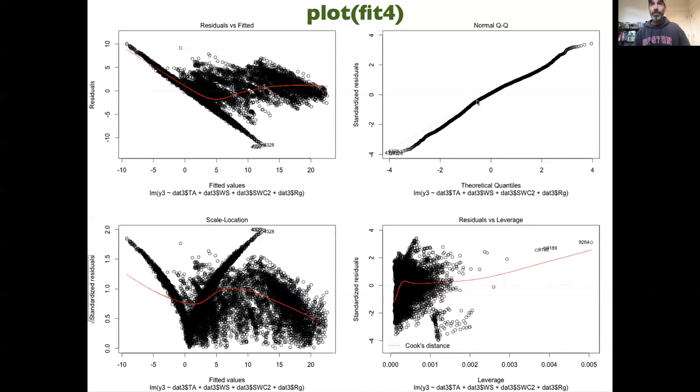The top right panel, this normal QQ plot, QQ is a quantile-quantile plot. And what that is telling us about is that assumption of whether the residuals follow a normal distribution or not. And so what they've done here is taken the standardized residuals, so they should have unit variance, and sorted them in order from the most negative residual to the most positive residual.